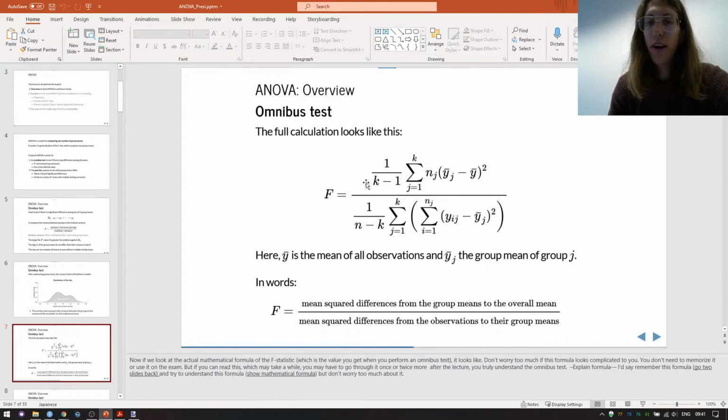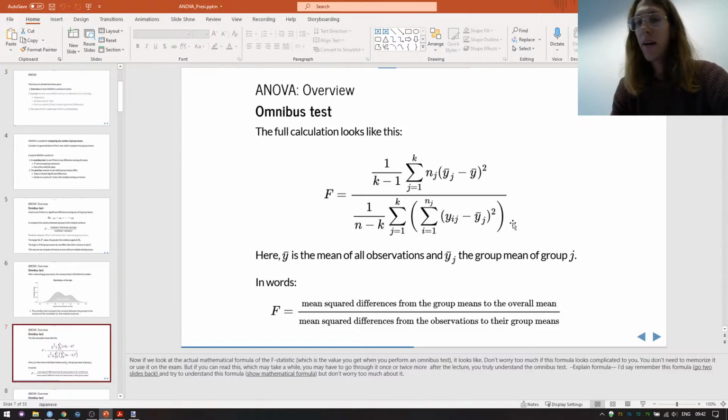Then we divide by our degrees of freedom of the number of groups, so that is the number of groups minus 1. So here we have the mean difference, the mean squares, you could say, because it's a squared difference.